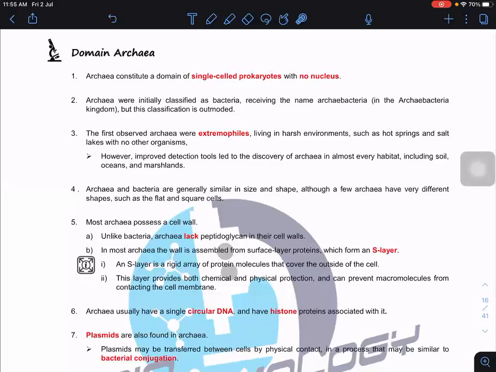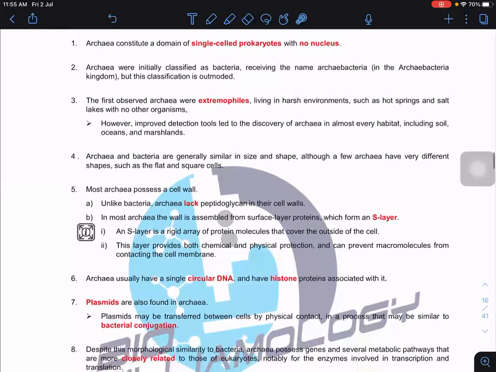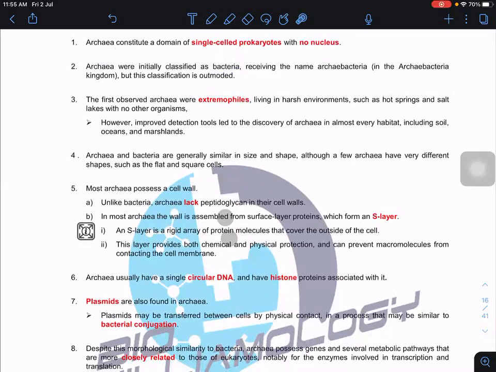Okay, so now domain Archaea constitute domains of single cell prokaryotes. Again, when you know about prokaryotes, there's definitely no nucleus. They were initially classified as bacteria, but because of the gene sequencing of their ribosomal RNA, scientists decided to take them out from the bacteria and put them into a new domain called Archaea.